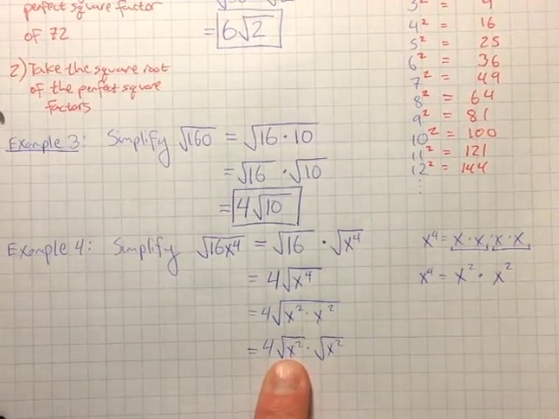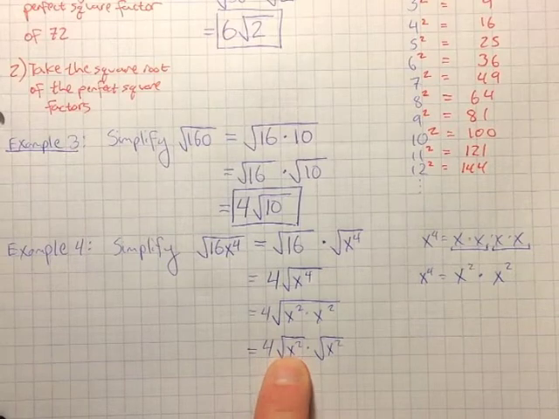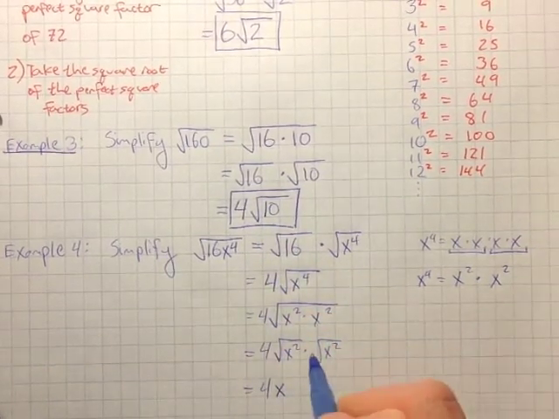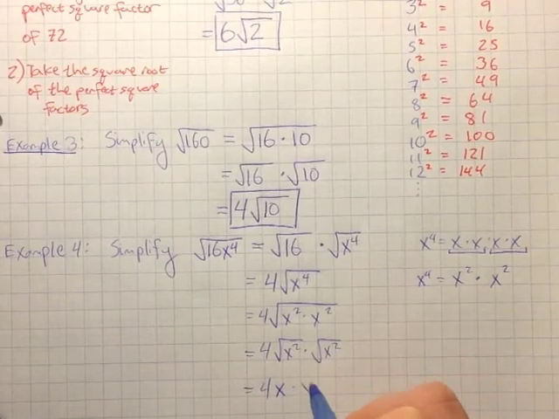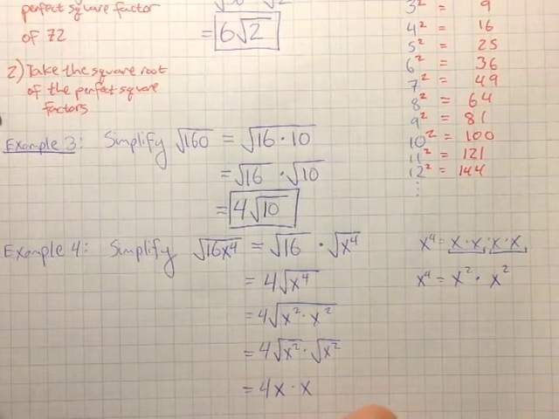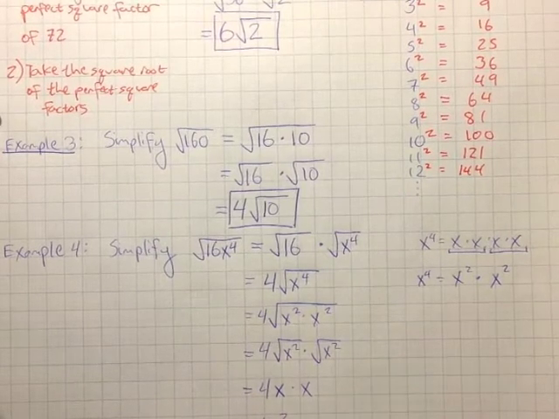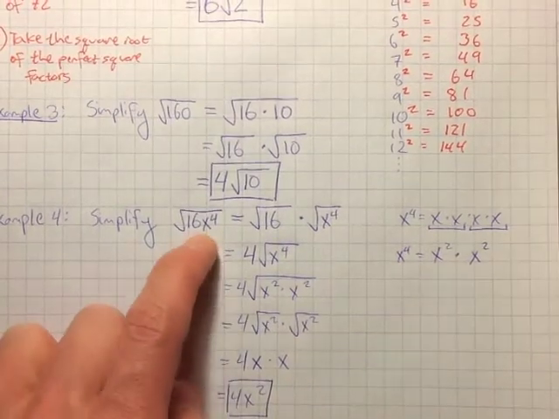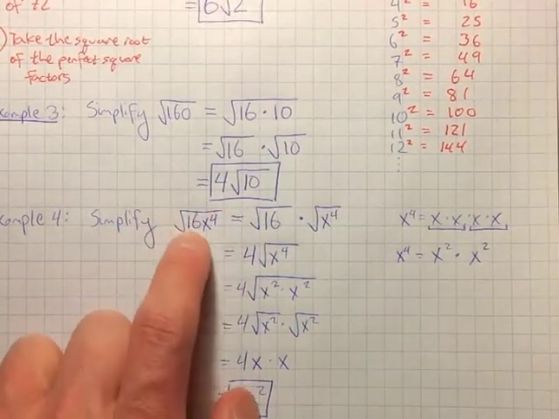What is the square root of x squared? Well, it's just x. And then the square root of x squared here is also x. Okay, so now we have 4 times x times x, which is just 4x squared. So it turns out this is the simplest form of the square root of 16x to the 4th.